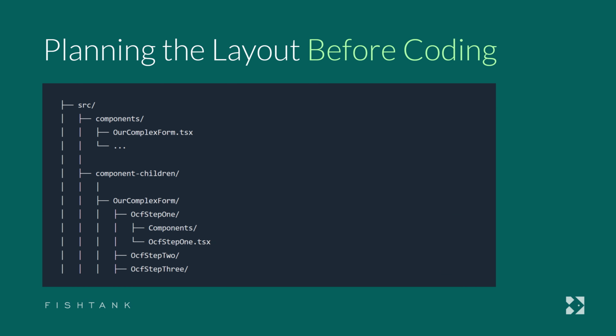This is a rough example of a Sitecore tree. We have our component folder, and inside this we have our parent, our complex form. This is the rendering that we connect directly into Sitecore, right? This is our parent component, so this is what the rendering will be created as in Sitecore. And then we also have all these different child components.